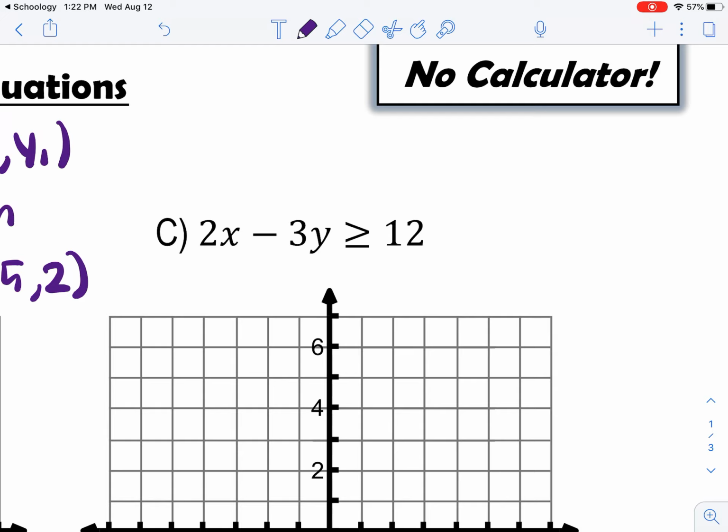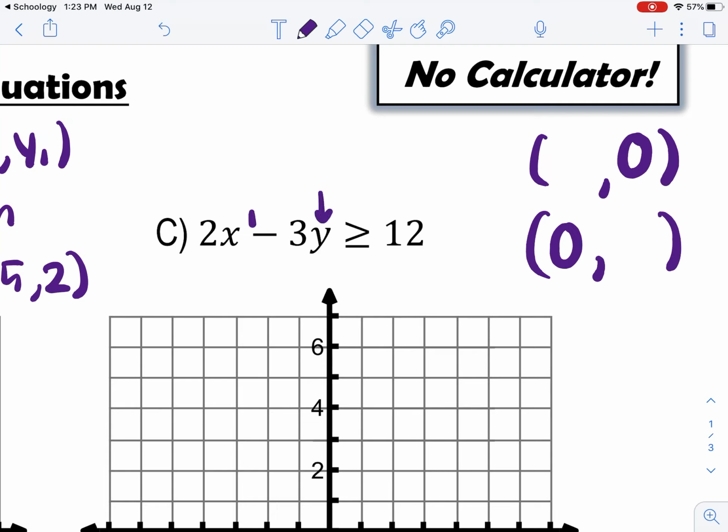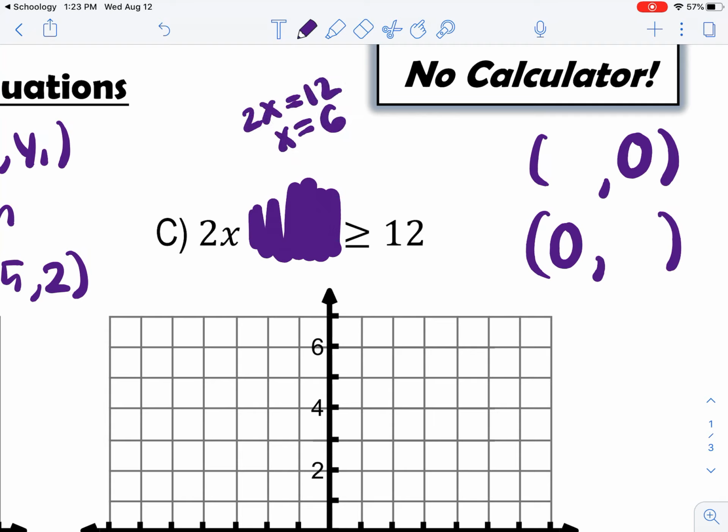Instead, what we use is the cover-up method, okay? The cover-up method, what you're actually doing is you're going to end up finding your x and y intercept, okay? So you're going to plug in 0 for y and see what you get for x, and then plug in 0 for x and see what you get for y. The reason it's called the cover-up method is because if I plug in 0 for y right here, it's like covering it up, right? And then you solve that as an equation. 2x equals 12, so x equals 6. So the x-intercept is 6, 0.